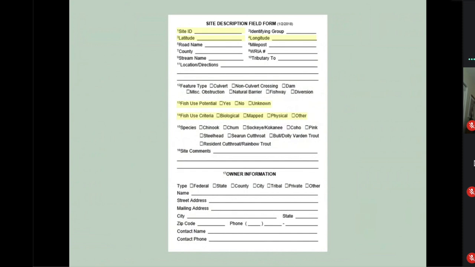And then the next two can be a little bit tricky. Fish use potential versus fish use criteria, and we're going to get into that. But the other information is important, but it's also things that we can get from the desktop, not necessarily on site. I would say the fish use potential and the actual location, latitude, longitude is the most important. And then also on the desktop, that site ID, we can always go back with our latitude and longitude that we gathered in the field and identify via the WDFW database, which is a web map online, and many of you have probably seen that. We can enter our latitude and longitude and identify if there's already a site ID.